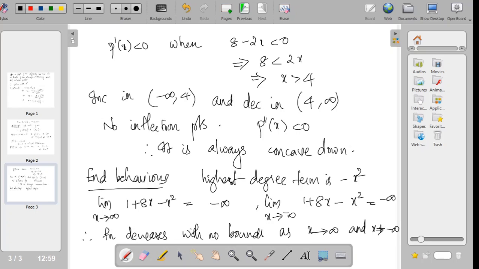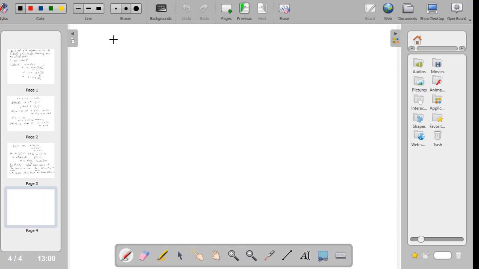So as x approaches infinity and minus infinity, the function value goes to minus infinity. Okay, so all our details are complete. Now let us find the points also. Let us take all the points we found first once more.